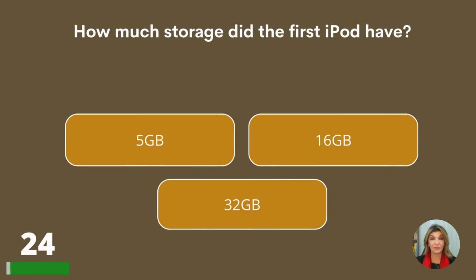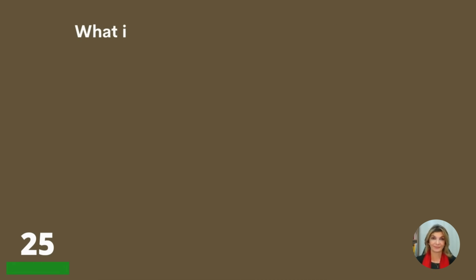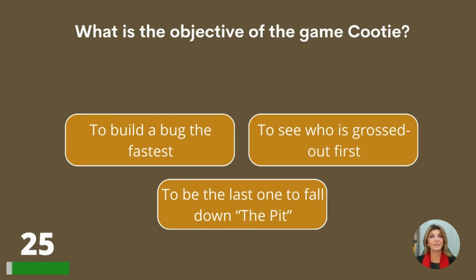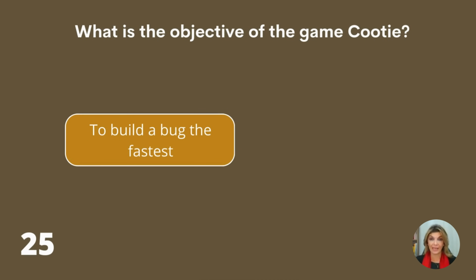How much storage did the first iPod have? 5 gigabytes, 16 gigabytes, or 32 gigabytes? 5 gigabytes. What is the objective of the game Cootie? To build a bug the fastest, to see who is grossed out first, or to be the last one to fall down the pit? To build a bug the fastest.